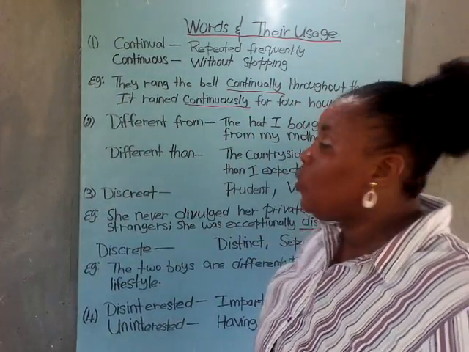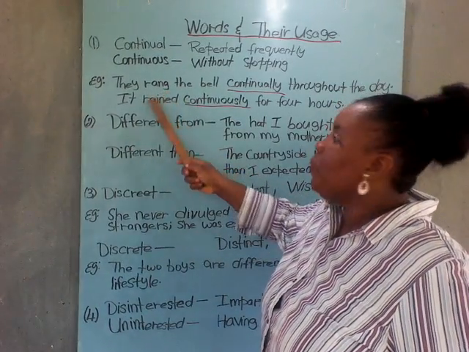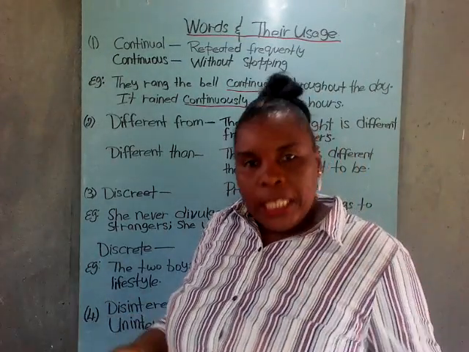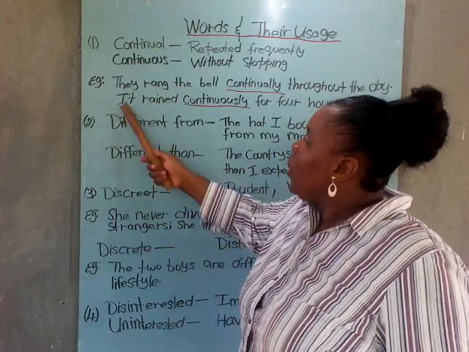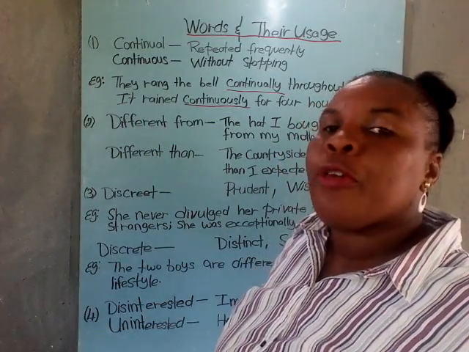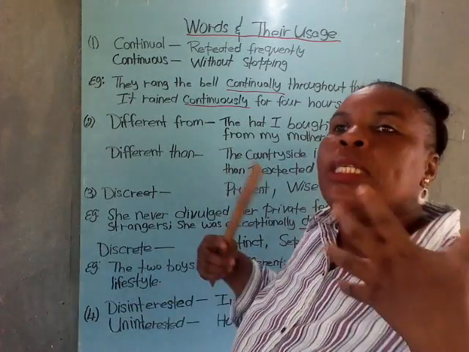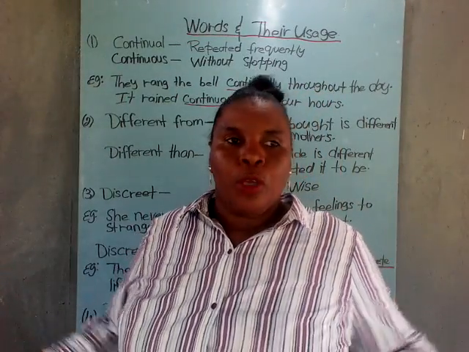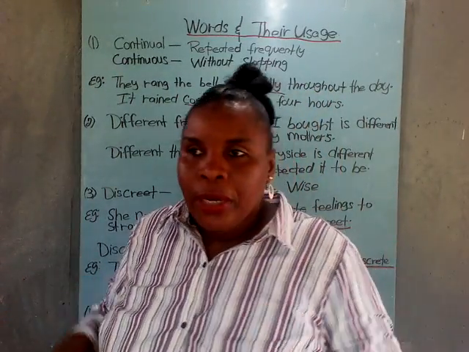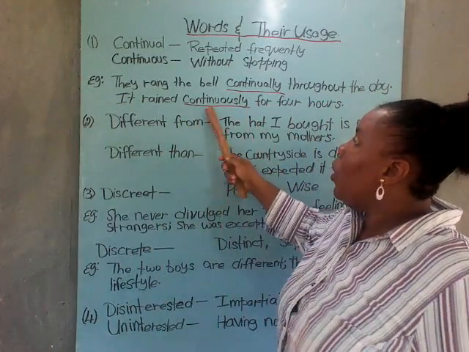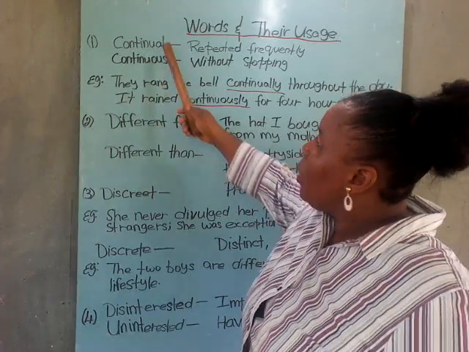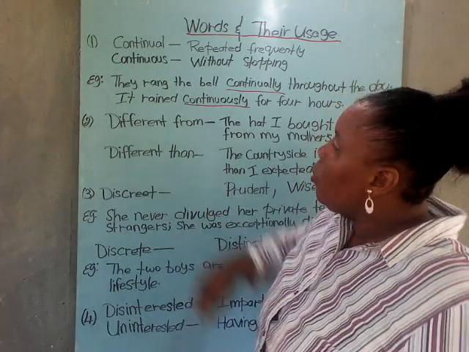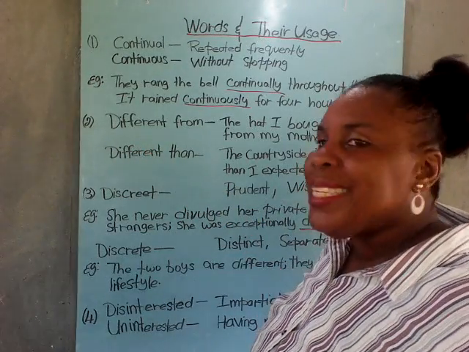So examples that I've given today: they rang the bell continually throughout the day. It rained continuously for 4 hours. So it rained non-stop. You will say it rained non-stop. It just kept on raining and raining and raining. So it rained continuously. Alright, so remember the difference. Continual, frequently. Continuous, non-stop.